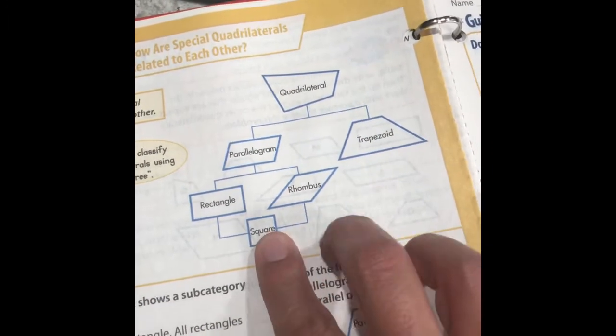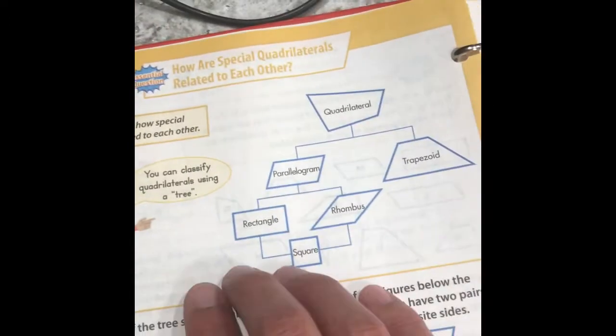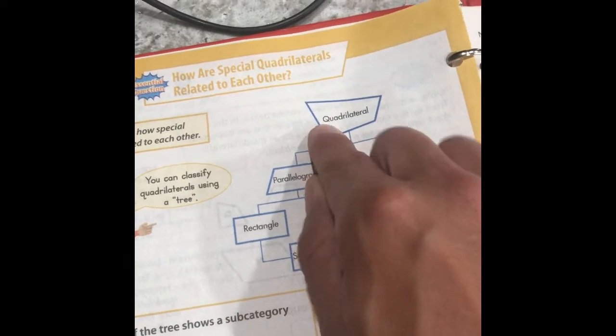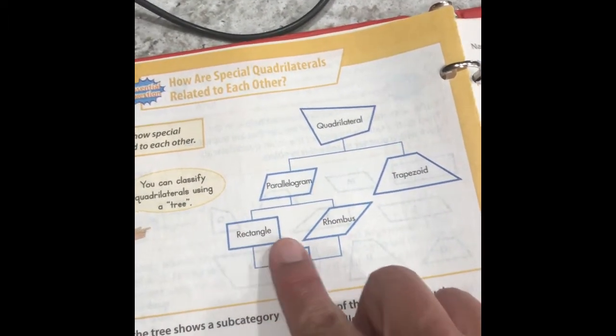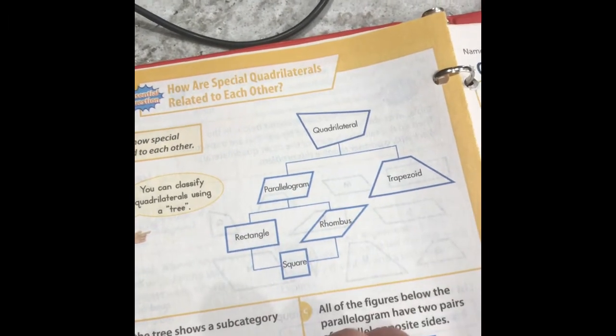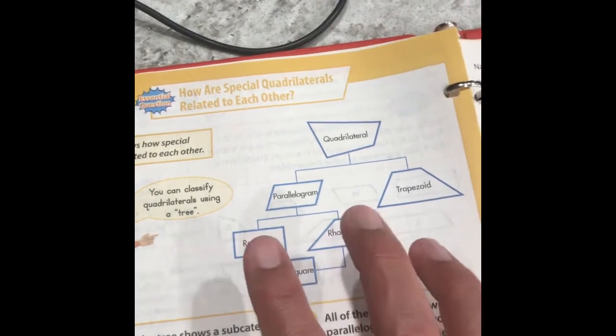A square is a rhombus and a rectangle and a parallelogram and a quadrilateral. So wherever you start on here, go straight up and that's what it is, okay? Rectangles and rhombus, they don't play together. That's why they're not connected. Okay? They are not one another, but a square is both of them. I hope that makes sense.